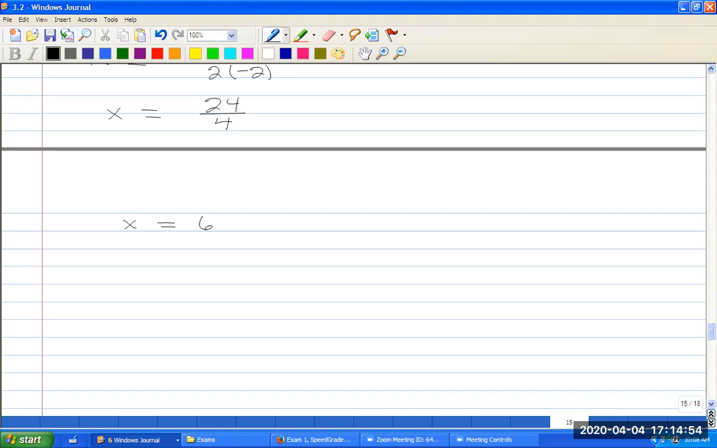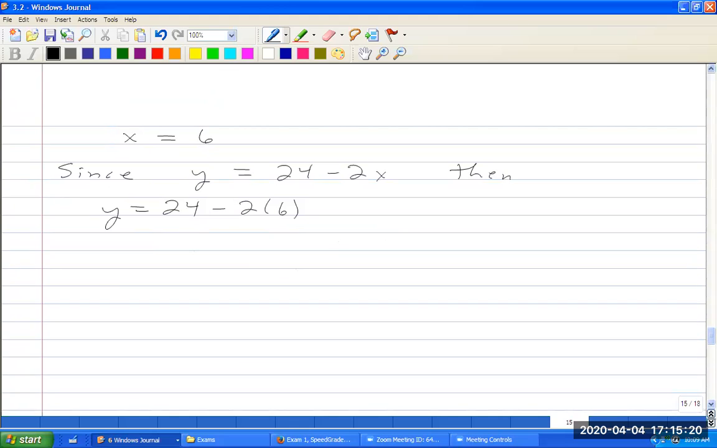So to find the y-coordinate of the vertex, let's just substitute in for what y is. Since y is equal to 24 minus 2x, then y is equal to 24 minus 2 times 6. This will be the y-coordinate that maximizes the area, that maximizes the flow through this trough. So y is equal to 24 minus 12, so y equals 12.